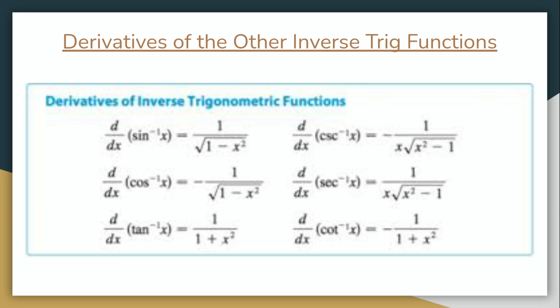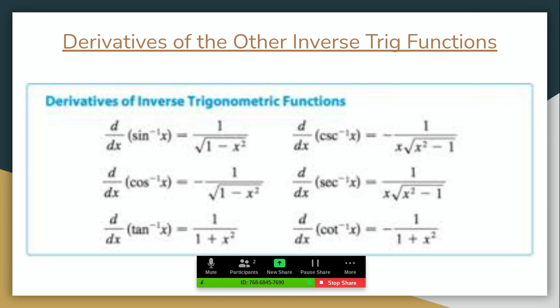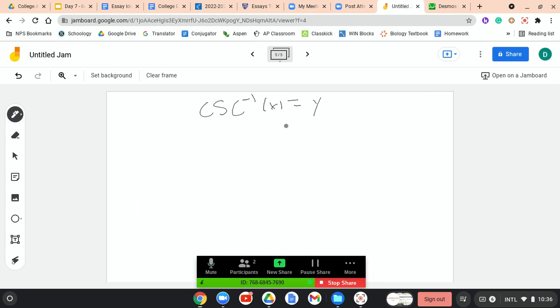Okay, I am ready. All right, awesome. All right, let's see if my teaching is valid. So inverse cosecant looks like this: cosecant inverse of x equals y. We could rewrite it the same way as cosecant of y equals x.